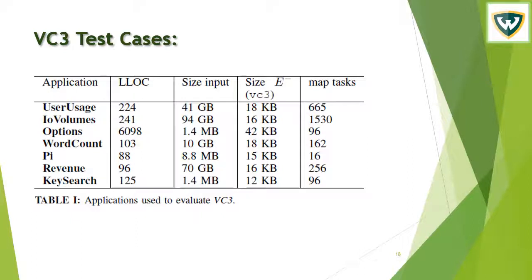This table shows the test cases that VC3 used for the evaluation. Basically we have the list of applications, and as we can see, key search, options, and pi are compute intensive jobs, and I/O volume, user usage, and word count are considered I/O intensive test cases. Also we have the input size, the size of E-minus, and the number of map tasks that they needed to implement the MapReduce job, available in this slide.